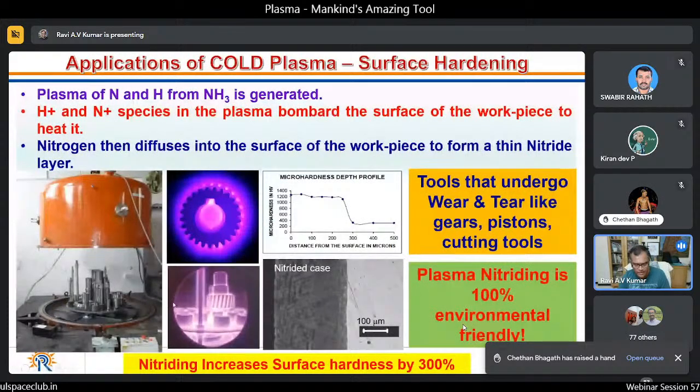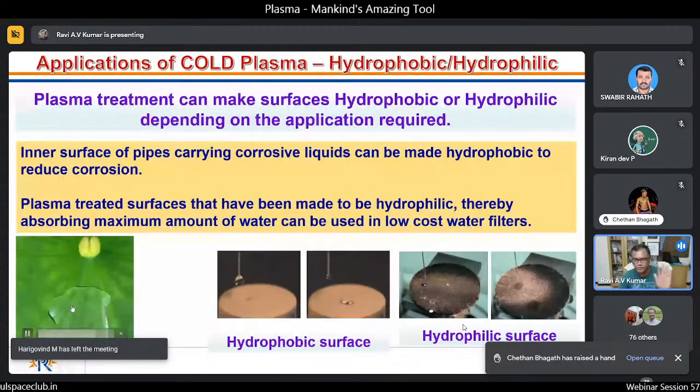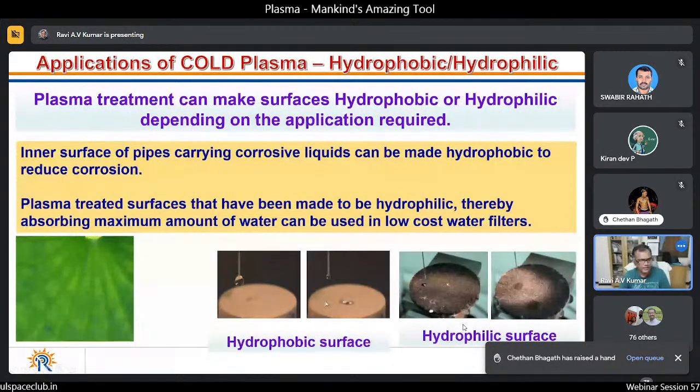Now let us go to industrial applications. This is what is called plasma nitriding. Any tools that undergo wear and tear, like gears, pistons, cutting tools, have a lifetime because they will wear. But if we treat with a combination of hydrogen and nitrogen plasma, it creates a thin layer of metal nitrides on the surface, and this is very small, about a few hundred microns. You can see here the surface is hydrophobic. That means it doesn't like water. And for many applications, let us take a look at this.